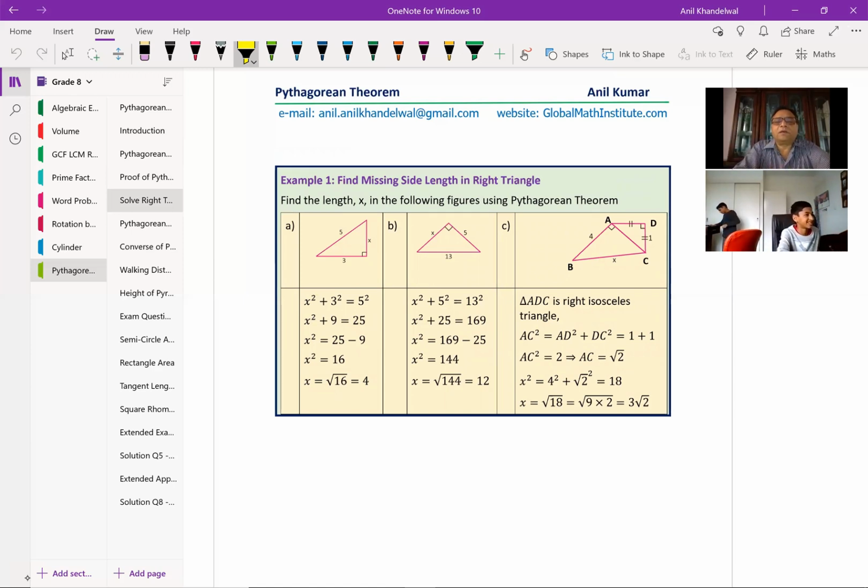So come to this particular question, which is a right angle triangle. The hypotenuse is 5. It is very small, you cannot read it, but the hypotenuse is 5, and the legs are 3 and x. Can you find x?